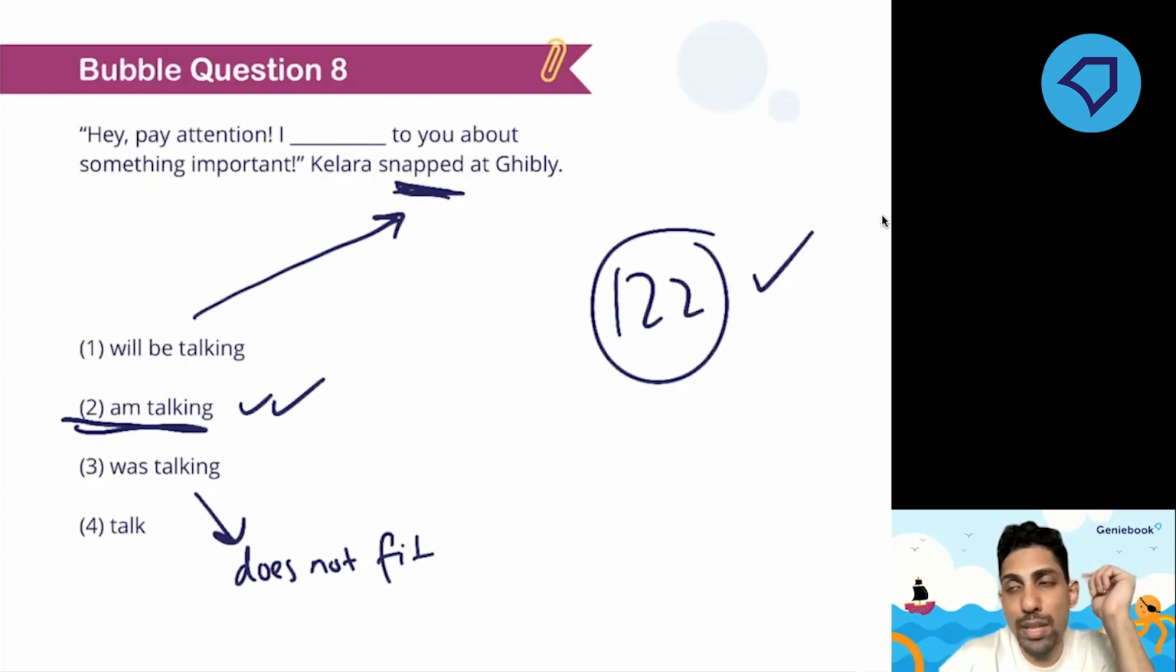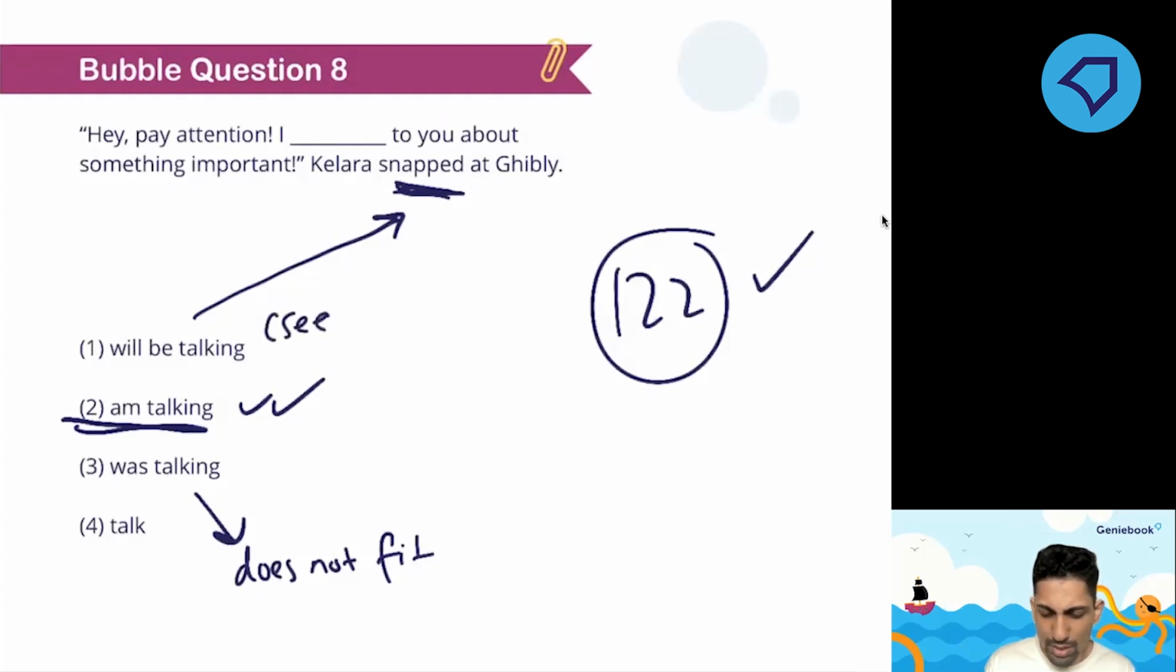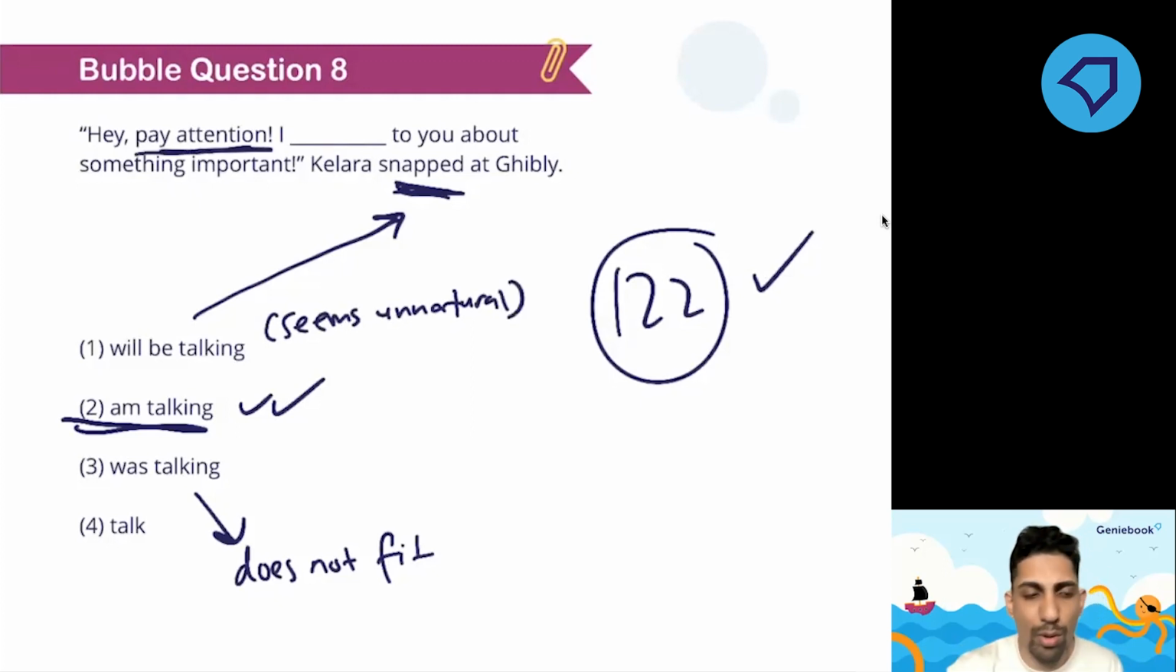If Clara says, "Hey Ghibli, pay attention," she advises him or she says to him, then it's possible. Okay, I will be talking to you about something important, but still, when you talk to someone, do you say, "Okay, I will be talking to you about something important now. I will be talking to you about something important in 2 minutes. Are you ready?" It just seems unnatural, right? So it seems unnatural, especially since you're asking for the attention now.